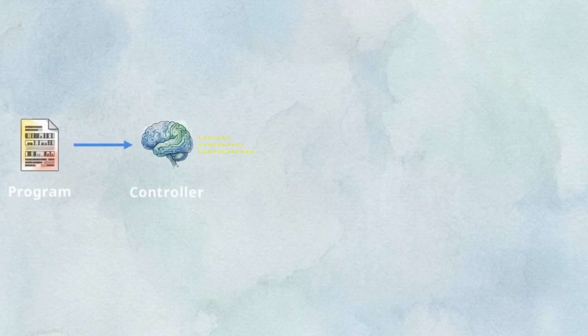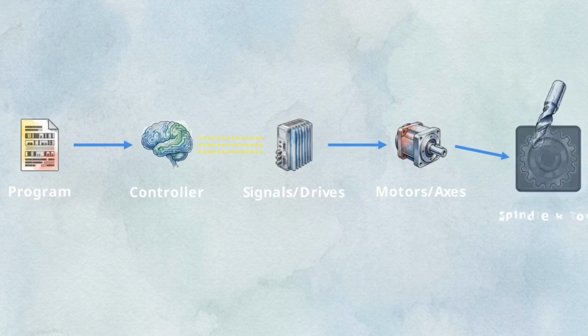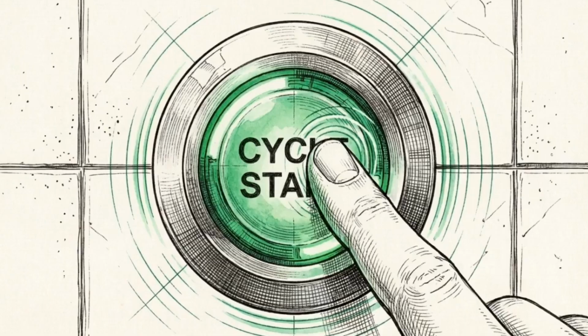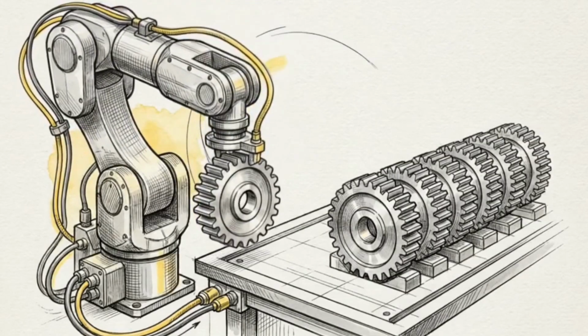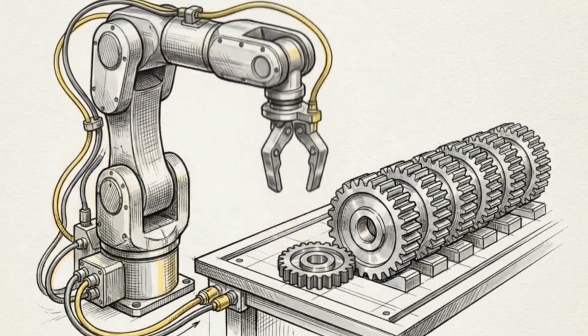The CNC program sends instructions to the controller. The controller translates those into control signals sent directly to the motors and axes. Finally, the spindle and tool remove material, transforming raw steel into a finished part. When you press Cycle Start, you are triggering this exact sequence. This unbreakable chain from code to cut is what guarantees the high consistency and repeatability of modern manufacturing.